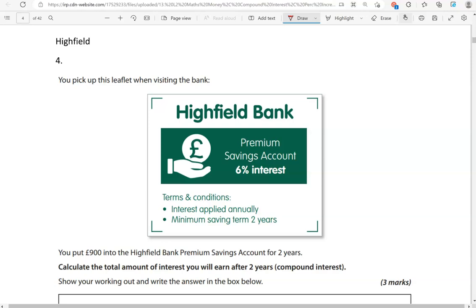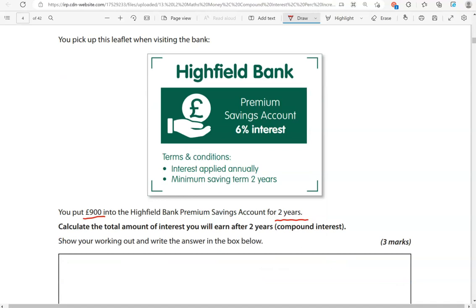You pick up this leaflet when visiting the bank. You put £900 into the Highfield Bank Premium Savings account for 2 years. Calculate the total amount of interest you will earn after 2 years. Compound interest. Show your working out and write the answer in the box below.